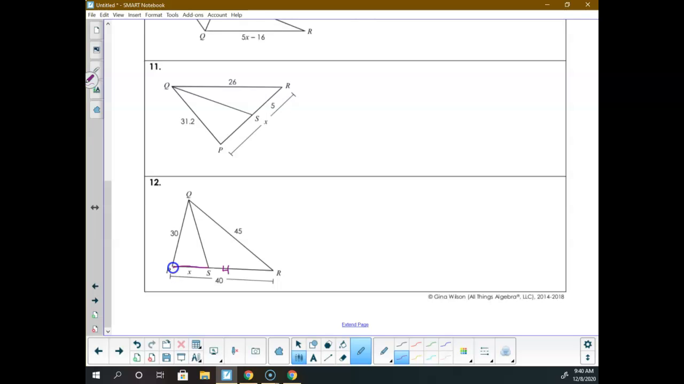And the easiest way to do that is to just say, okay, well, it's 40, which is the whole thing, minus whatever X is. Okay, so when I go to set this up, I've got X over 40 minus X. And then this is going to equal the matching sides. So this matching side and then this matching side, 30 over 45. Okay.